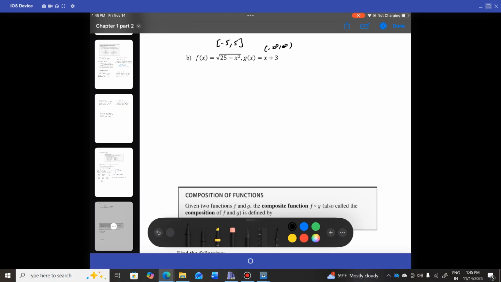At negative 5 you'll get 25 minus 25, which is 0. And at 5 you get 25 minus 25, which is 0. Anything in between, like 0, you're going to have just a positive number. Anything outside of those regions is going to give you a negative underneath that square root.